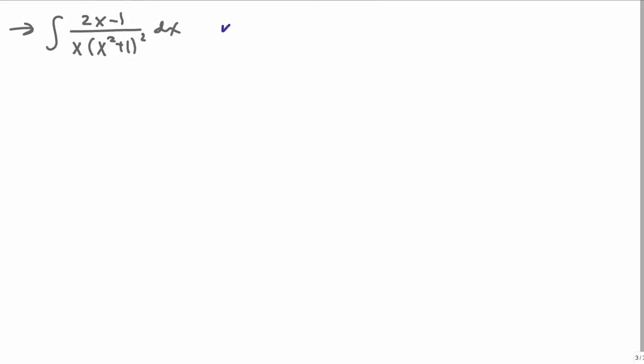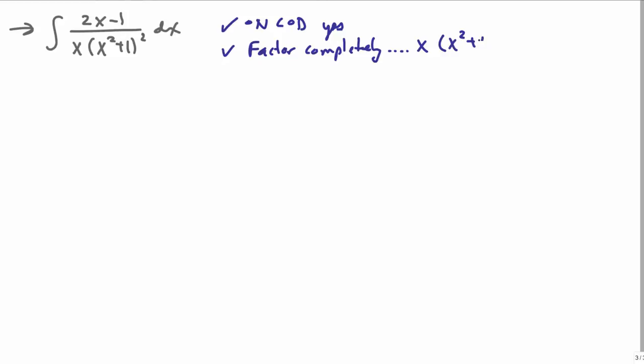Now, first thing I want to do is to check, is the degree in the numerator less than the degree in the denominator? And yes, it is. So we're good to go. We don't need to do the long polynomial division. Okay, next thing I need to do is factor completely, and it already is factored for us. That's nice.